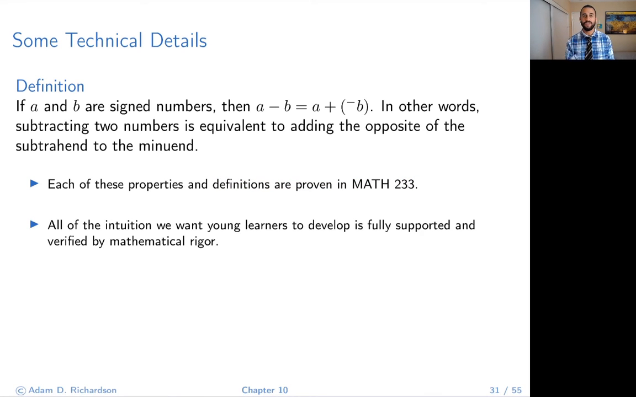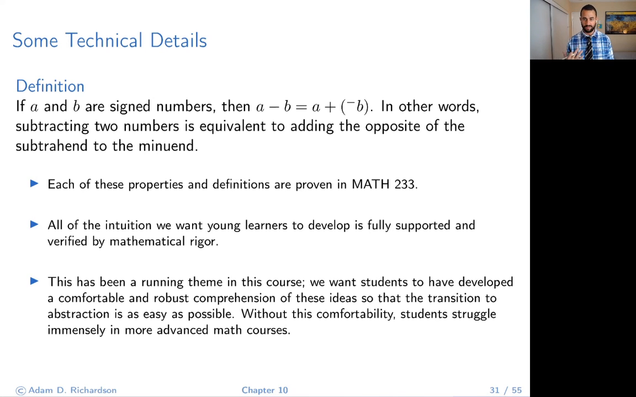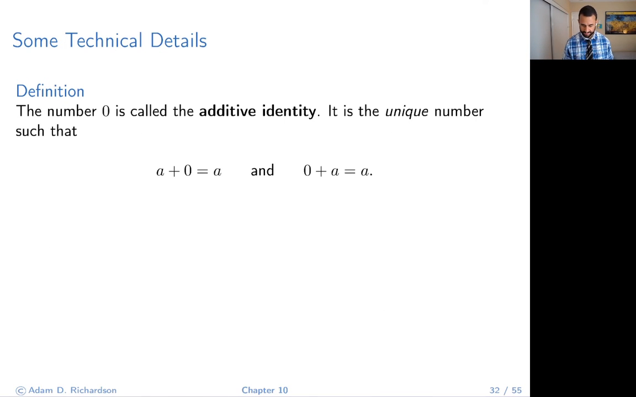Anyway, just want to emphasize that all the intuition that we're talking about is fully backed up by mathematical rigor. So if any of this seems, as we call, hand wavy, it is actually backed up by mathematical rigor. And this is kind of a running theme in the course. We want students to have developed a comfortable and robust comprehension of these ideas so that the transition to abstraction is as easy as possible. Because it's very difficult for students to make that transition without the intuition behind it. Then it just becomes a game of pushing symbols. They'll struggle a lot more in advanced math courses.